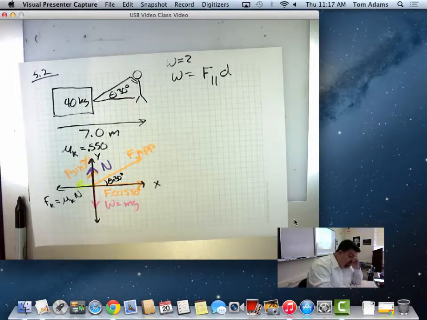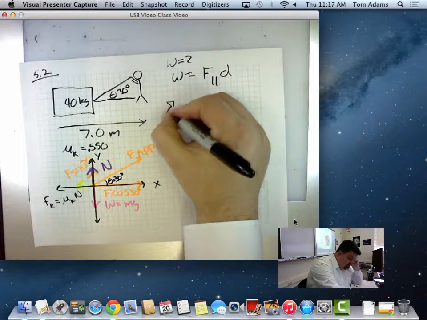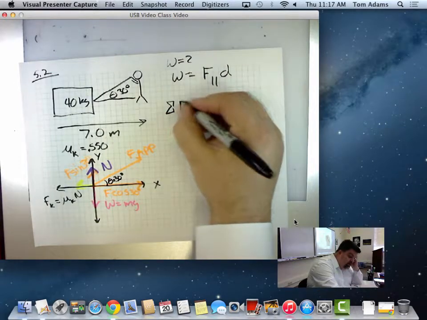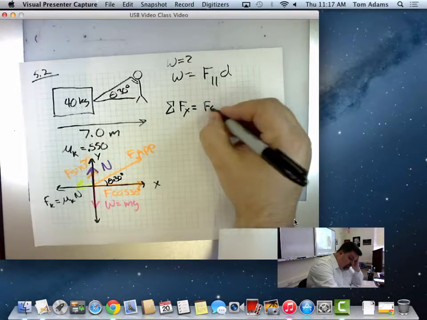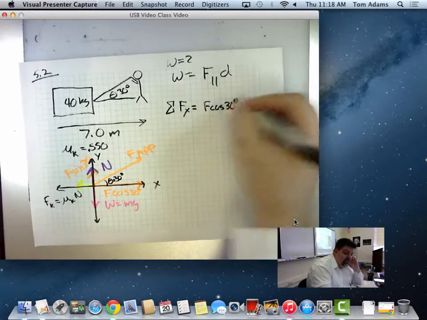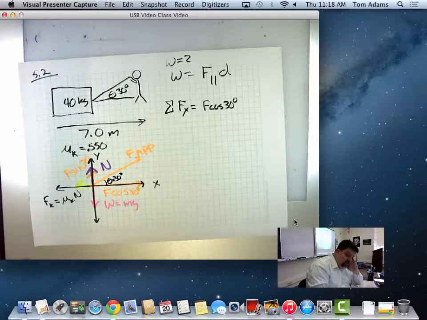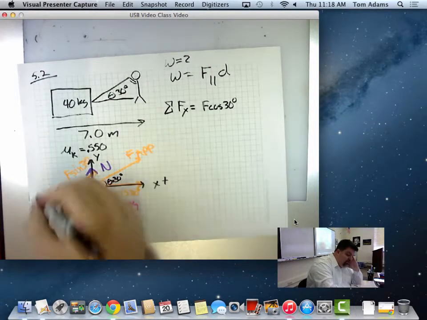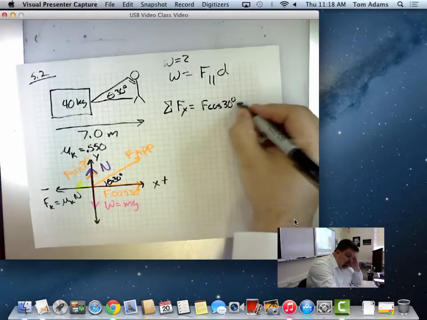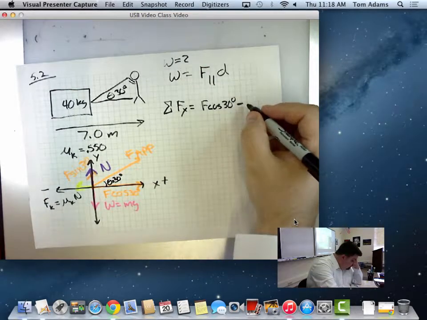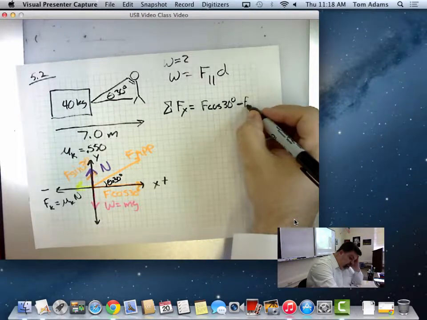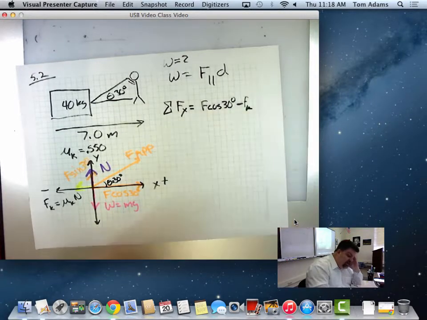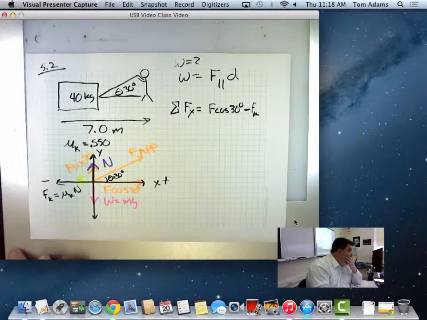So what I need to do is sum these up. So what I want to do is say, what are all the forces acting in the x direction? Well, I have F cosine of 30. Do I know what F is yet? Nope. And that's the positive x direction, and this is the negative. And then I also have the frictional one, which is f of this. And I put a negative because that's going in the opposite direction. Are you guys with me so far?